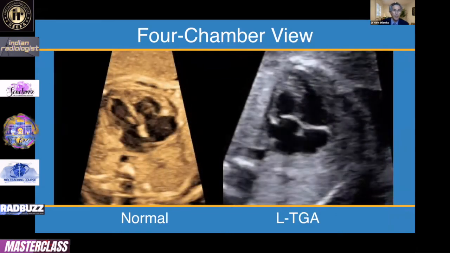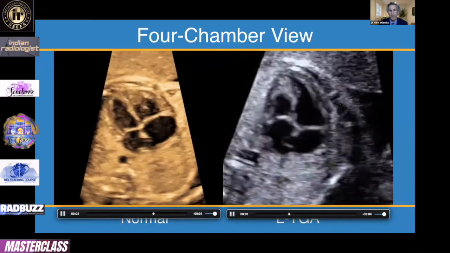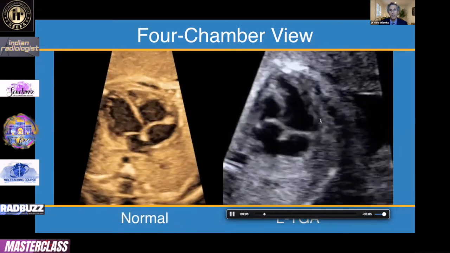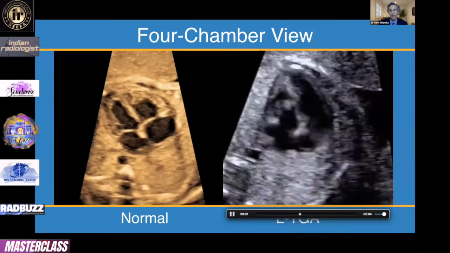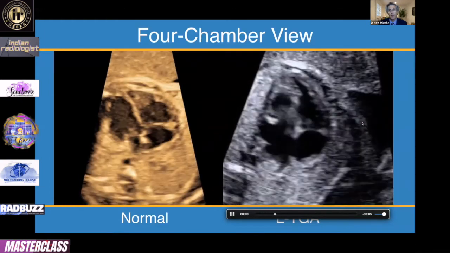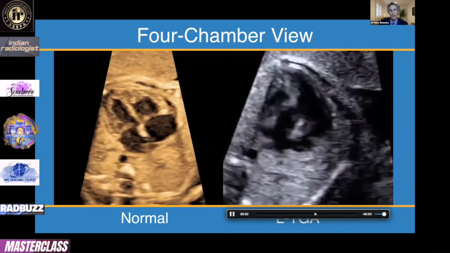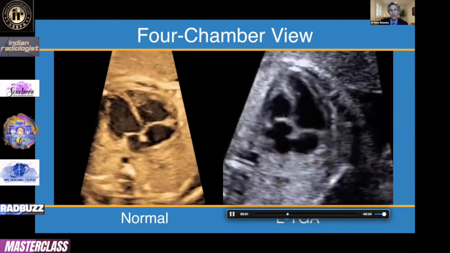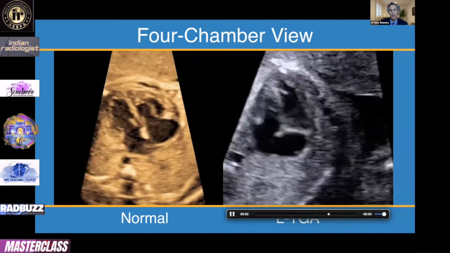This is just another example. Normals on the left, abnormal LTGA or ventricular inversions on the right. Often these cases have VSDs. You can see often there's tricuspid valve disease, Ebstein's, or other forms of tricuspid valve abnormalities. But you can see anterior is a smooth-walled, well-formed LV, and posterior and leftward is the RV.